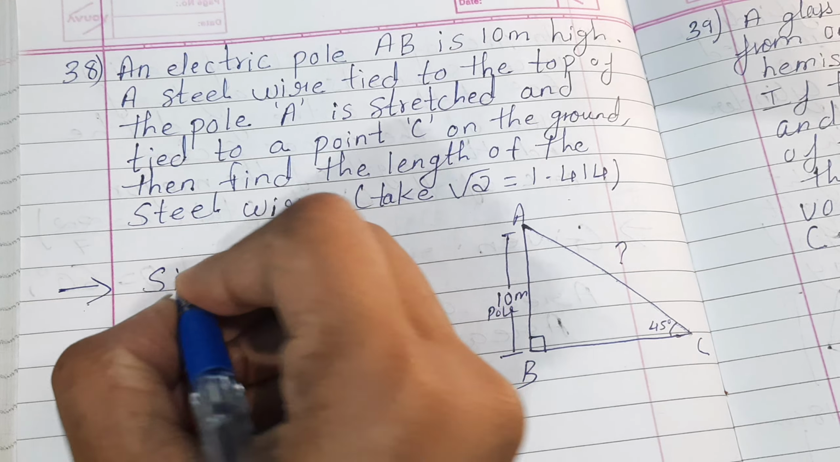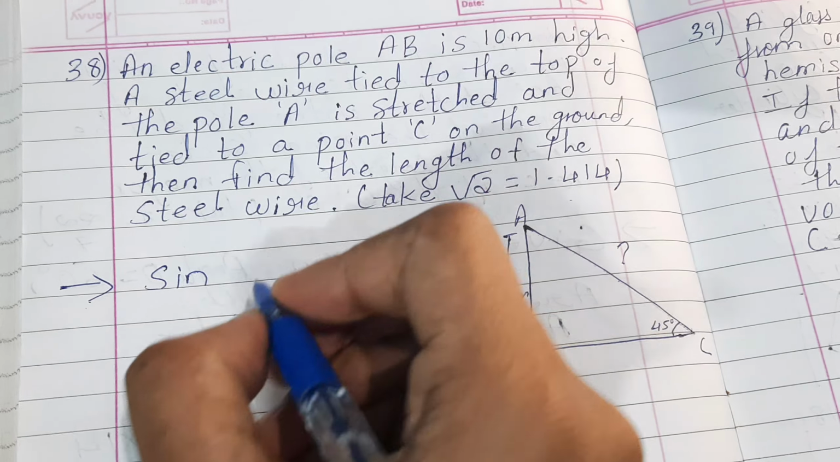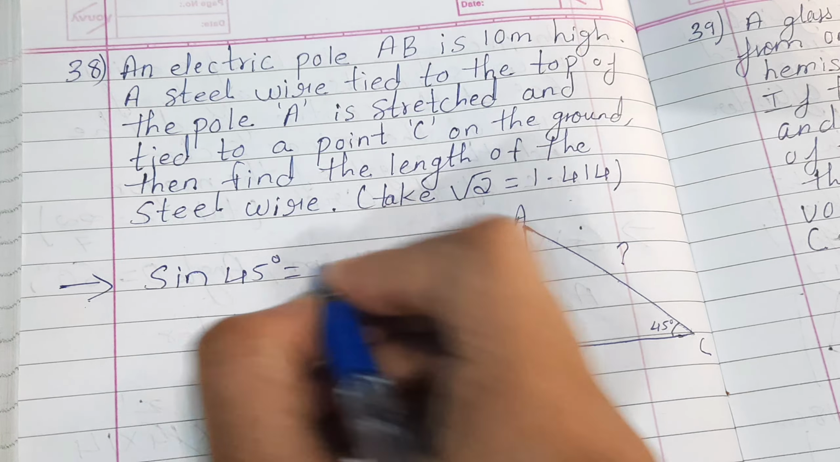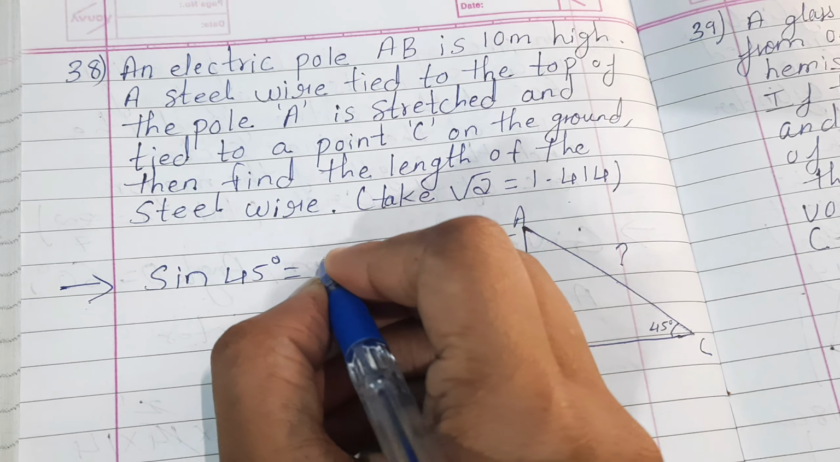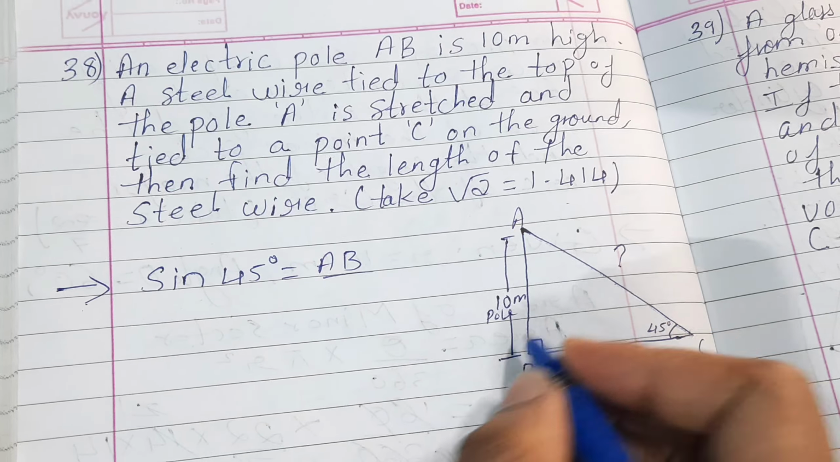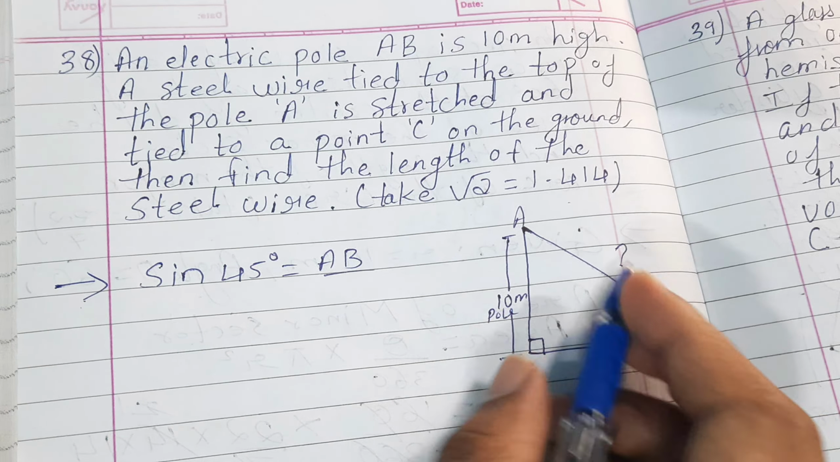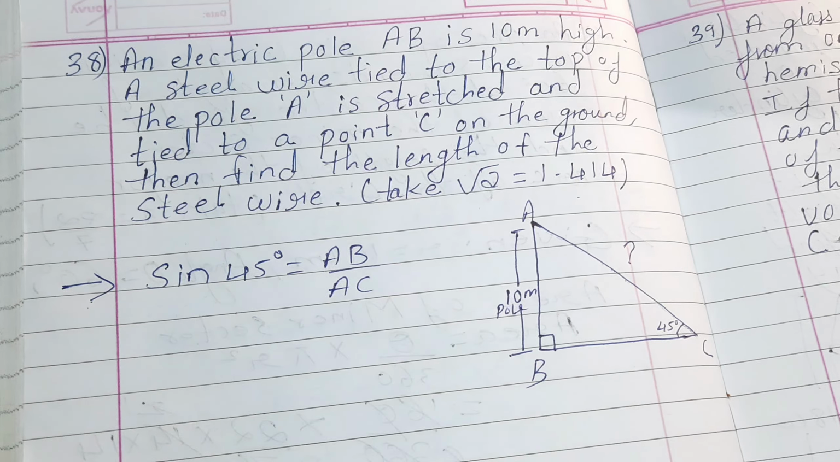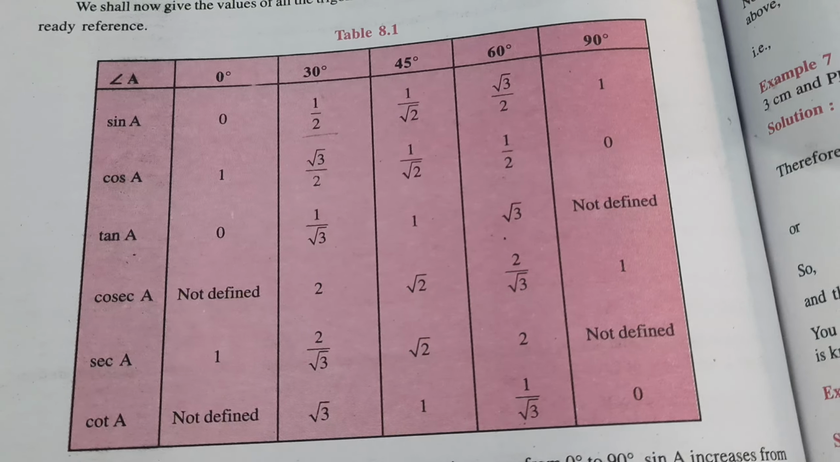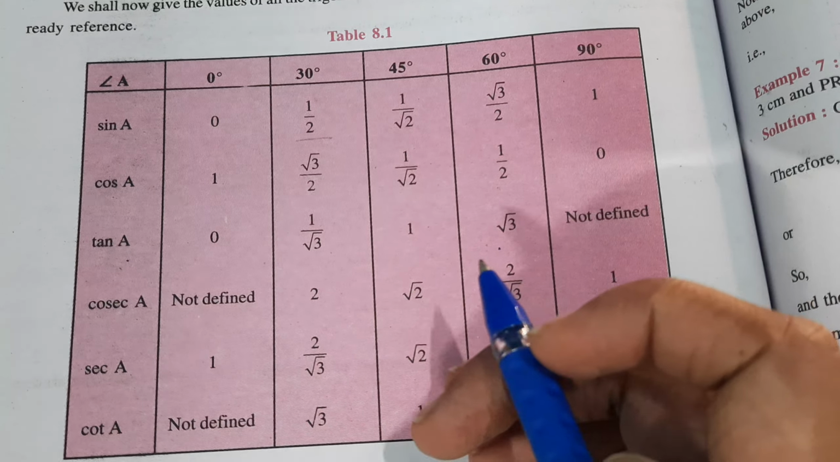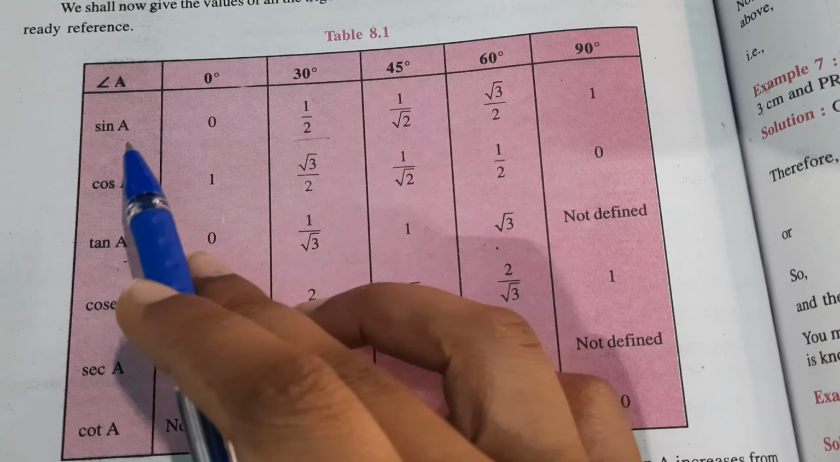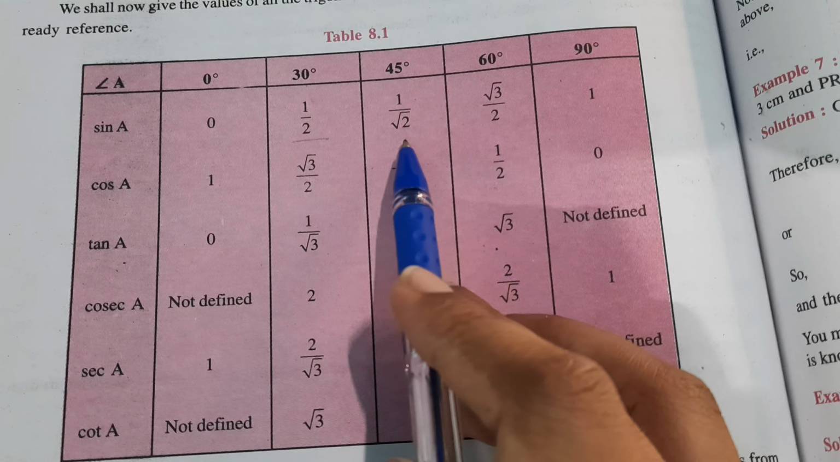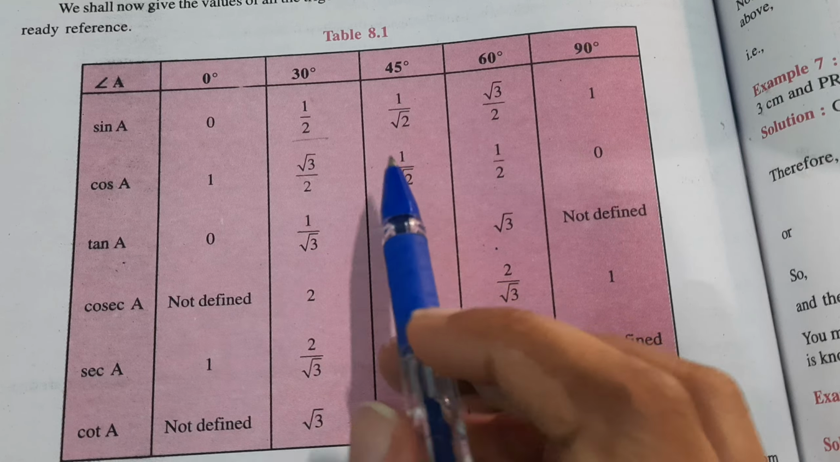So here it will be sine of 45 degree. Opposite side is AB. AB upon BC it will be, right? No, AC it will be, hypotenuse. Okay, so what is sine of 45 degree? In the trigonometric table you all have to see that sine of 45 degree is 1 upon root 2. 1 upon root 2 you are getting.